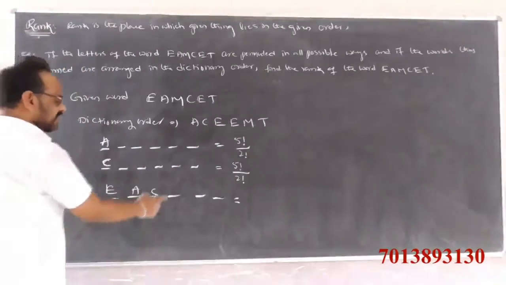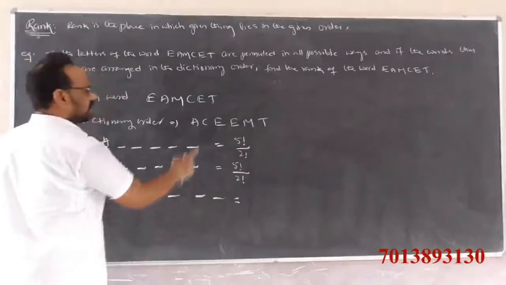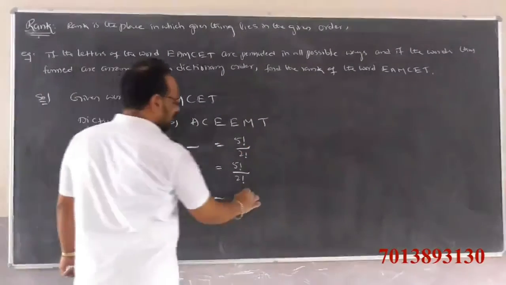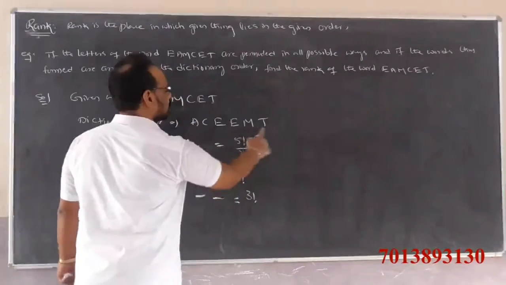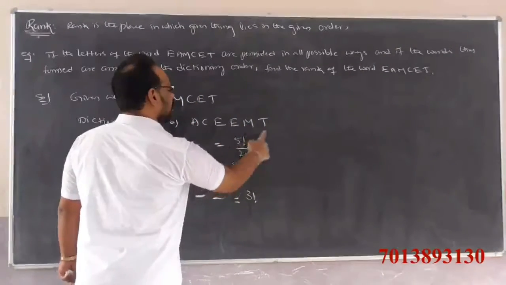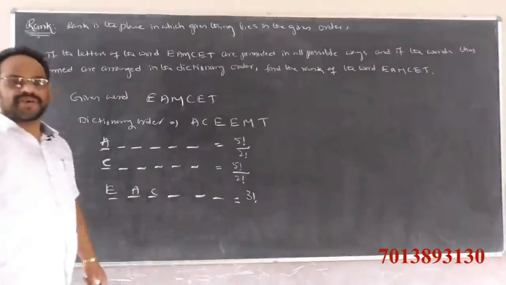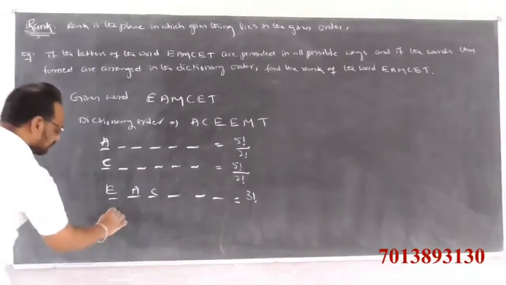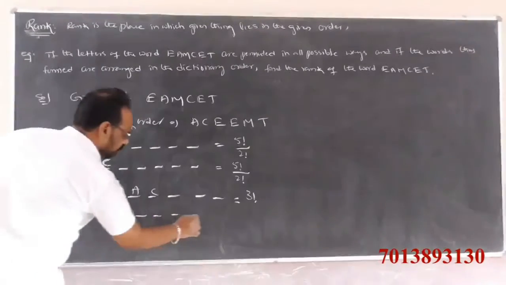EAC words means the remaining 1, 2, 3, that is EAC complete, remaining EMT permuted in 3 factorial ways. Here in EMT, no letter is repeated, so clearly 3 factorial. Next, after EAC, 1, 2, 3, 4, 5, 6.